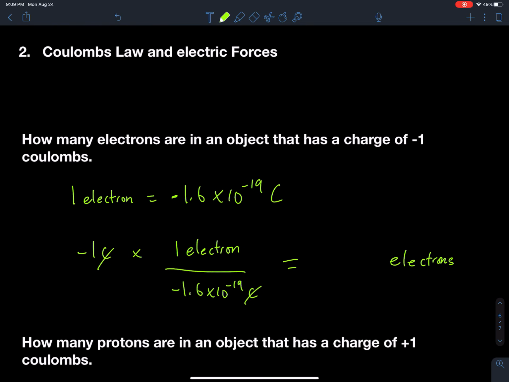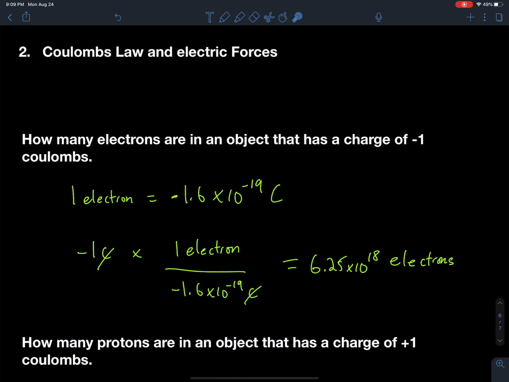I wanted to show you that. Okay, so what does this mean? I would take -1 coulombs divided by -1.6 times 10 to the minus 19, and if I did that in my calculator, I will get the number 6.25 times 10 to the 18 electrons. That's a lot, okay? So that's a huge amount of electrons in 1 coulomb of charge.